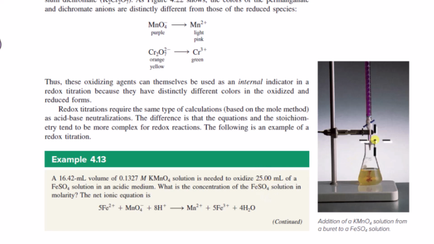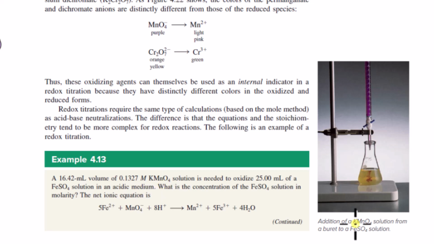Now for the standard solution, in this case in the burette, you're going to be tracking exactly how much of this solution is added during the titration using the scale on the burette. At the same time, for any titration, you're going to know the precise concentration of the standard solution, and that's what they give here. The standard solution concentration is 0.1327 molarity of potassium permanganate.